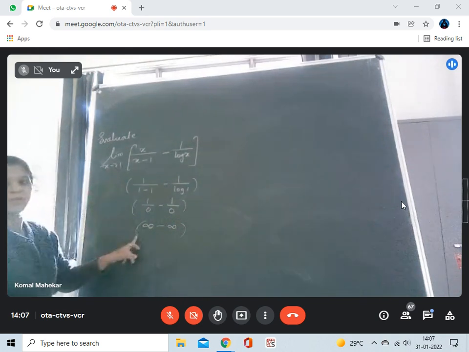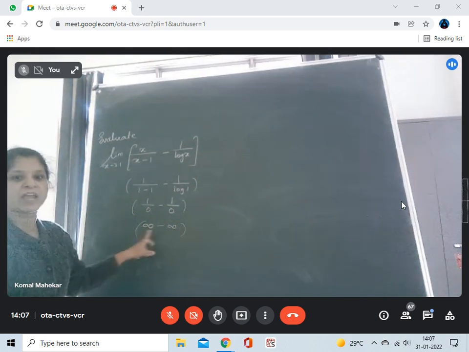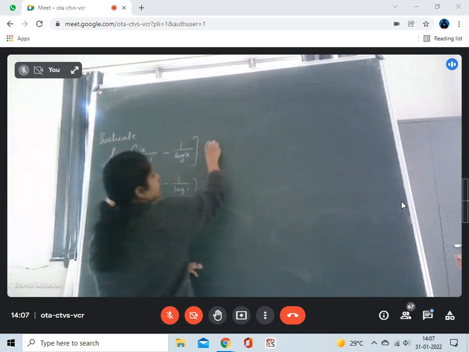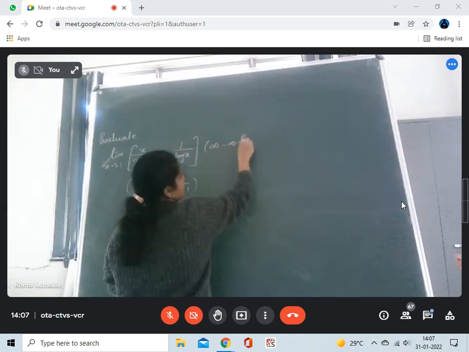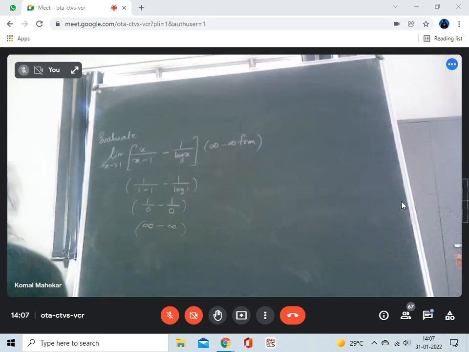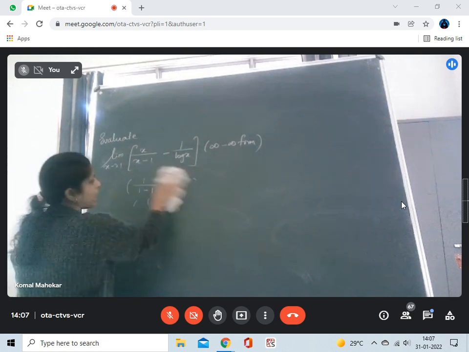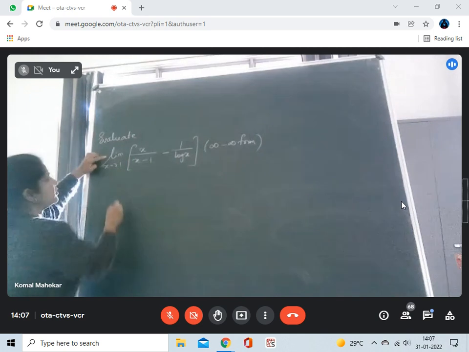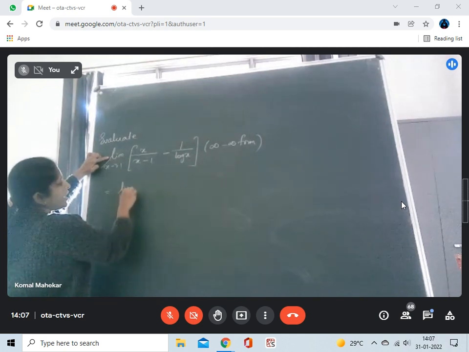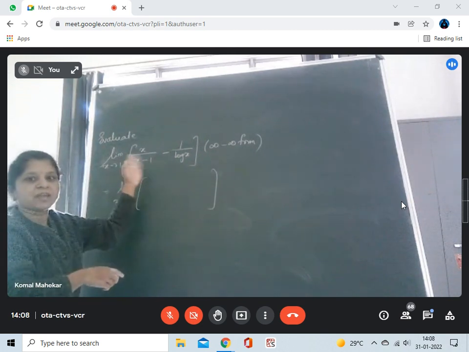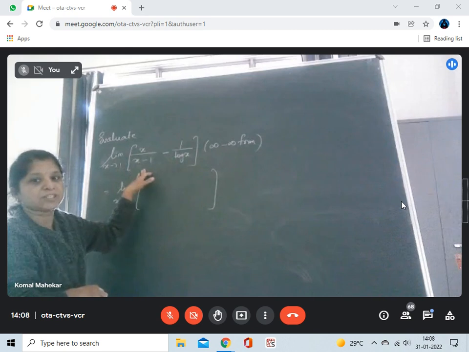So now the problem is in infinity minus infinity form. We identify the form, it is infinity minus infinity. Directly we will not apply L'Hospital rule. We will simplify the bracket expression first. So this is equal to limit x tends to 1. How to simplify the bracket expression here? By using LCM or by taking cross multiplication, you can simplify this bracket expression.